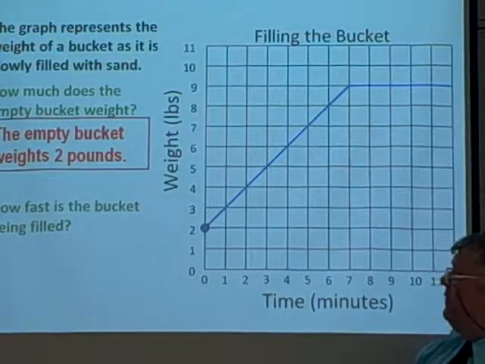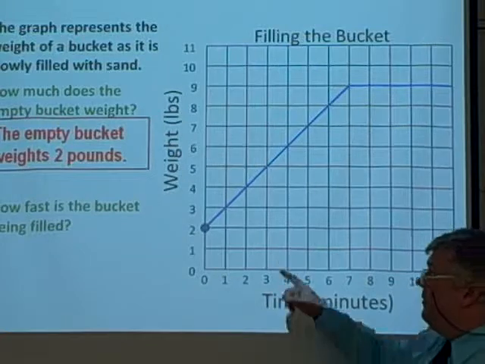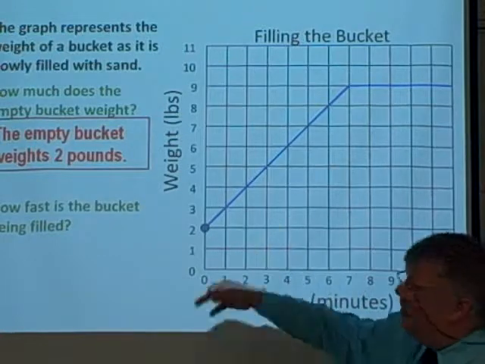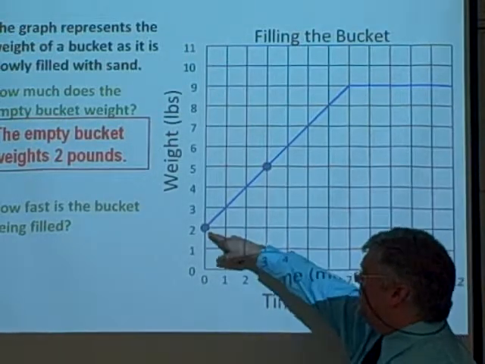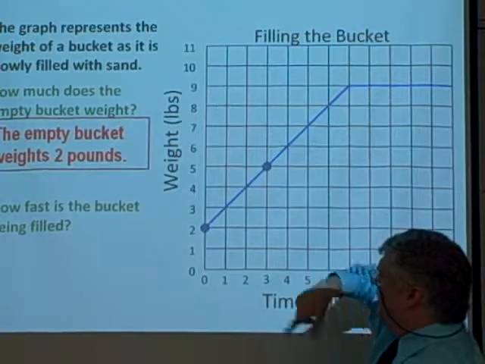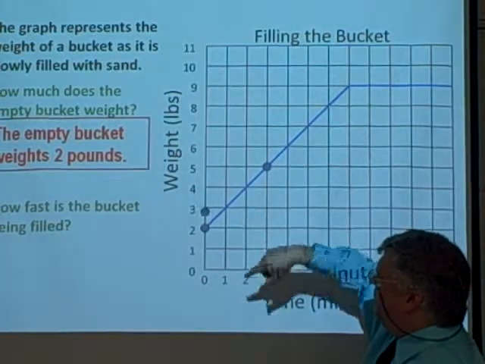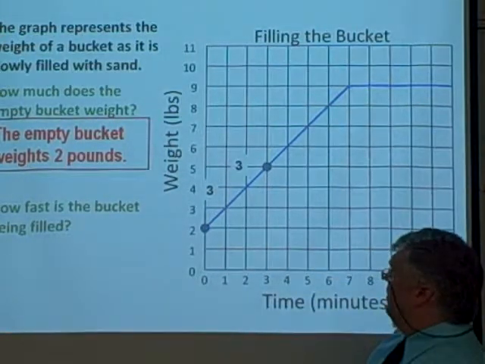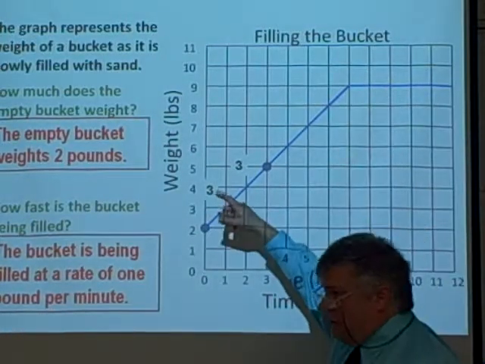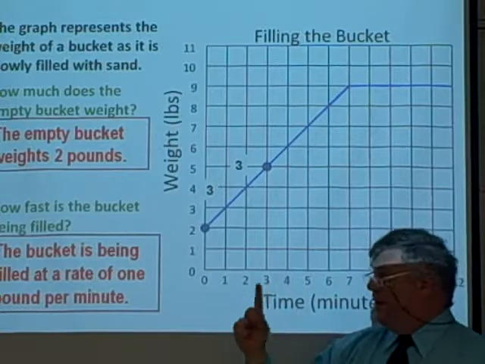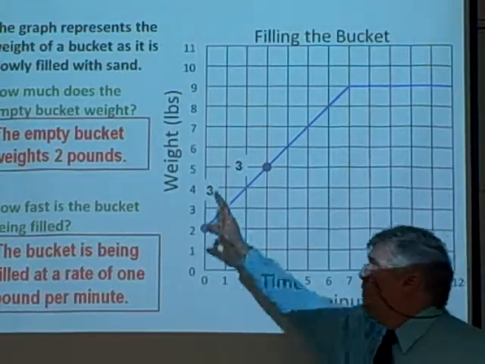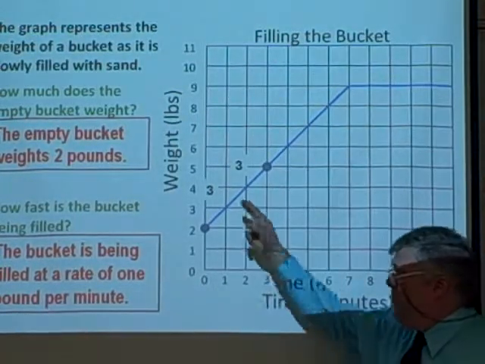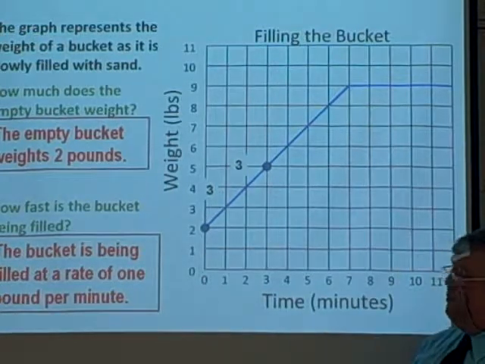Now, how fast is the bucket being filled? Again, we're talking speed. When you've got a weight over time, you're talking about speed, which is slope. So I need to choose 2 points. This one's already chosen, I'll choose this one as well. To get from this point to that point, I would have to go up 3 and over 3, which gives me a slope of 3 over 3, which is a slope of 1. So the bucket is being filled at the rate of 1 pound per minute. I don't want to say weight per time, so I use the units: pound per minute.